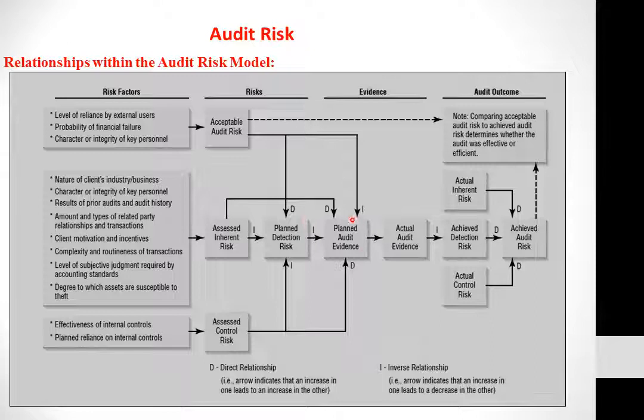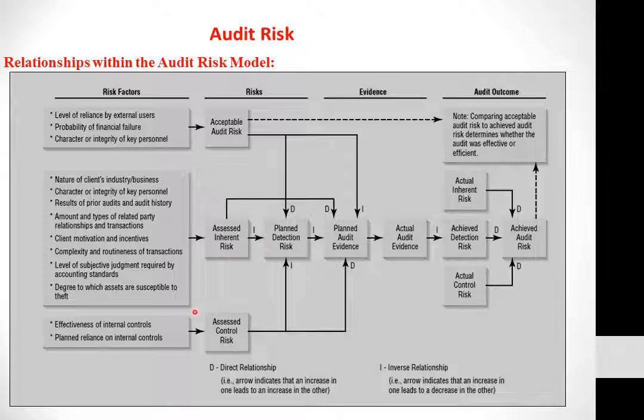Then let's see the relation between inherent risk and detection risk and audit evidence. There is an inverse relationship between inherent risk and detection risk. This means that if inherent risk increases, then detection risk is going to decrease, and if inherent risk decreases, then planned detection risk is going to increase. And there is a direct relationship between inherent risk and audit evidence. If the level of inherent risk increases, planned audit evidence is going to increase, and if the inherent risk level decreases, audit evidence is going to decrease.